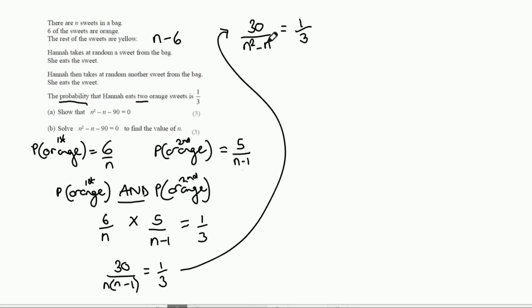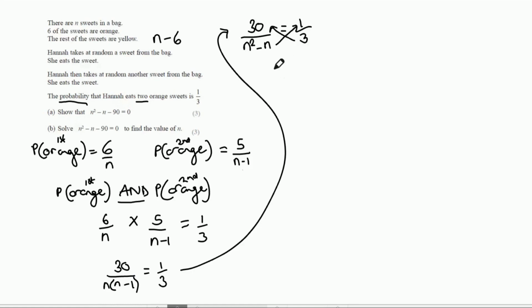What we're going to do now is get rid of these denominators, get rid of the fractions. So we're going to times each side by 3, and then we're going to times each side by n squared minus n. Now, if I times this side by 3, I'm left with 1. So I need to remember to times the other side by 3 as well. And if I times the left-hand side by n squared minus n, it will cancel out that denominator. And then we need to multiply the other side by n squared minus n. So this is called cross multiplying.